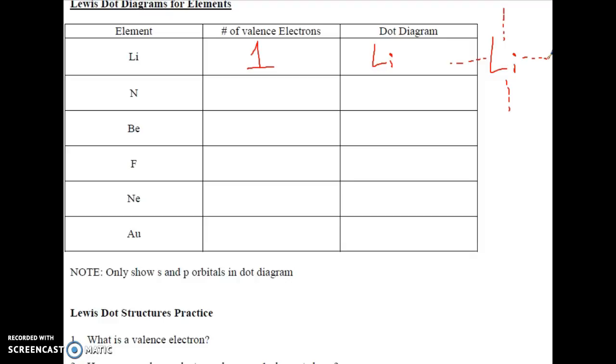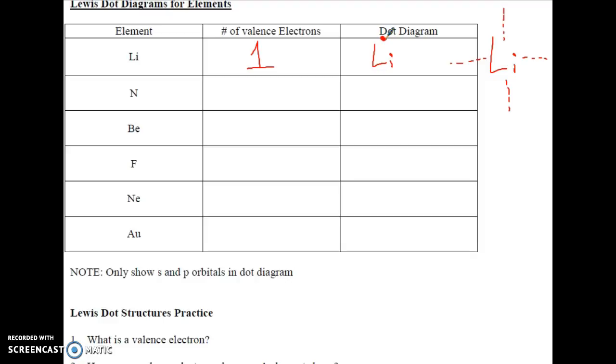Now lithium is pretty easy. It only has one valence electron, so I'll just put one dot at the top. So that is telling you lithium, when it forms an ionic bond, for example, it donates that one electron. And that is why the alkali metals have a positive 1 oxidation number, because they all behave the same.